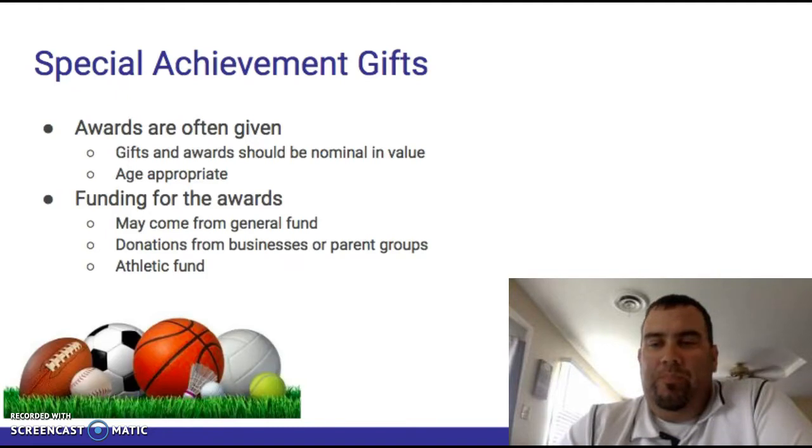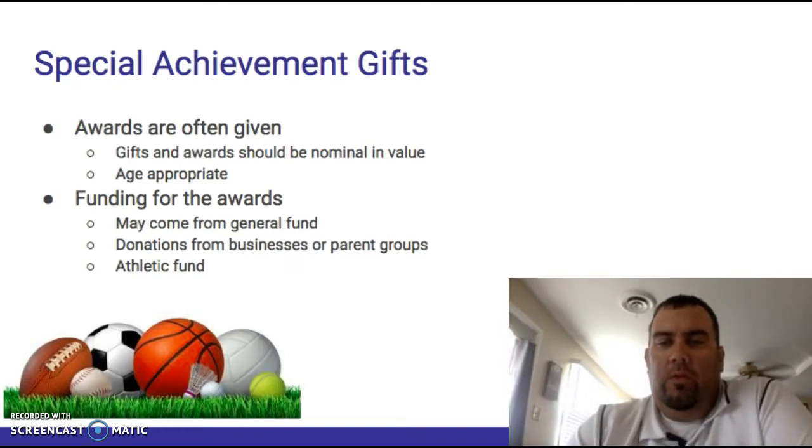But then as it went on, the price jumped up to $15 to $20 a piece, and we just couldn't afford to do it anymore. We're going to lose money on doing that stuff, so we had to change our awards. And that kind of goes into the next topic, funding for the awards. It can come from a general fund from the school, but a lot of times when I was coaching there, awards like this came from our athletic fund, or it came from the fundraiser money that the football team did earlier. But it can also come from donations from businesses or parent groups.